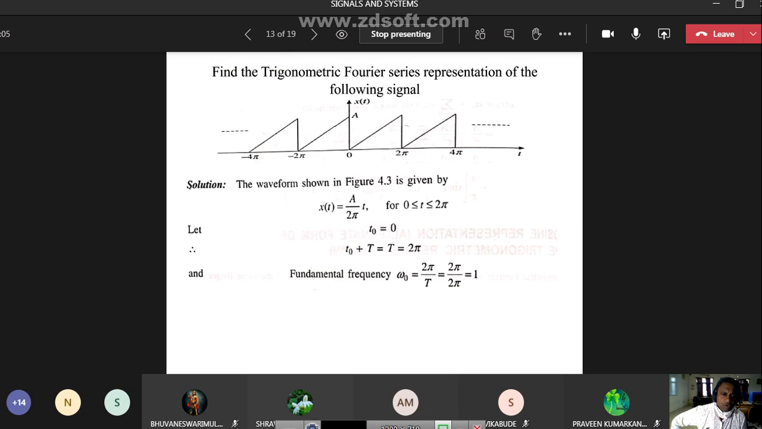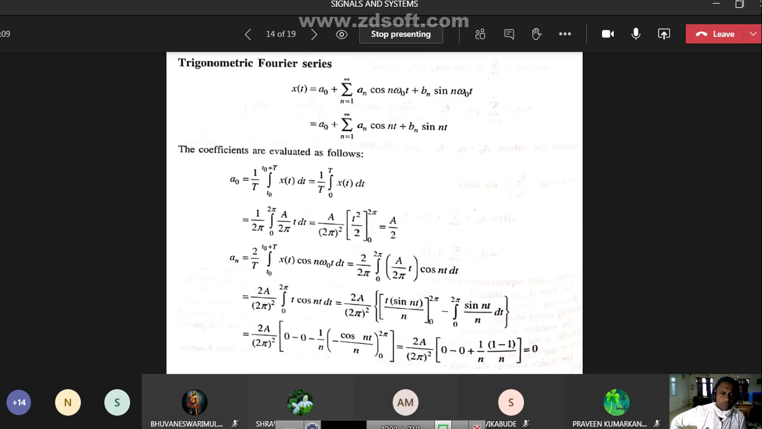Omega naught value is 1. Okay, that 1 I am writing here. So therefore n omega naught t means n into t. Okay, A by 2 pi into t cos nt dt. Now this 2 by 2 and 2 get cancelled, again A comes here, otherwise directly you can keep like that, 2A by 2 pi whole square and t into cos nt.